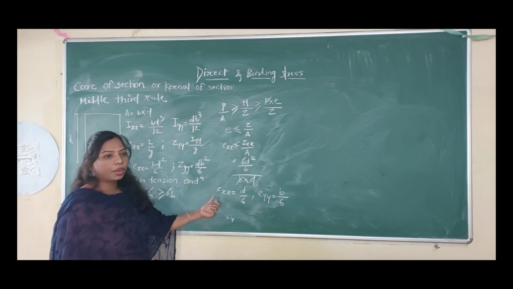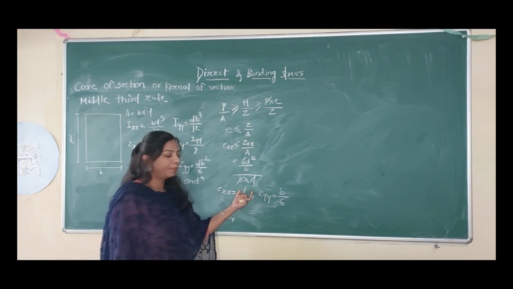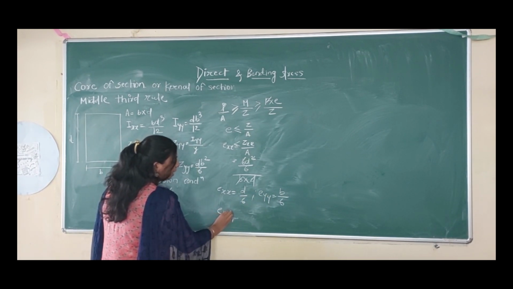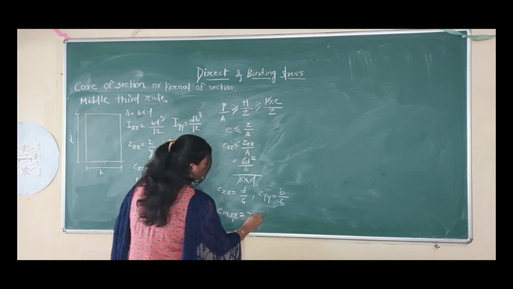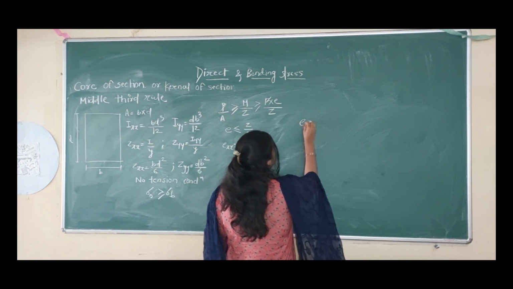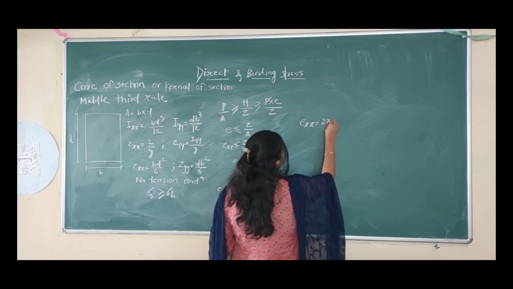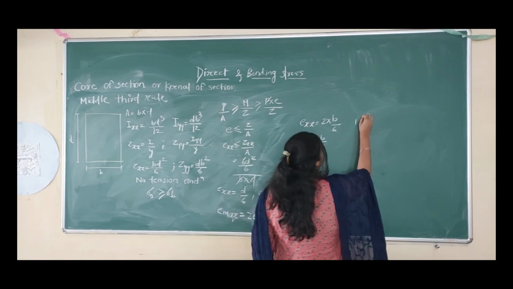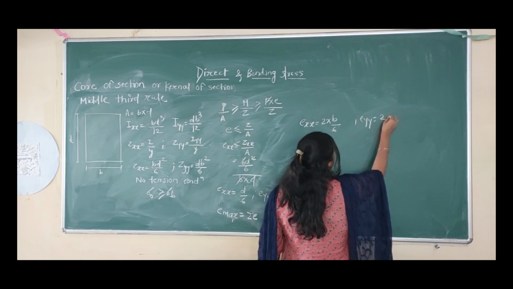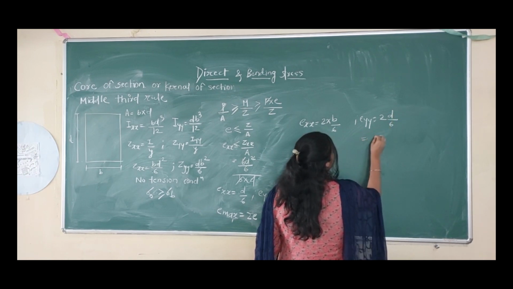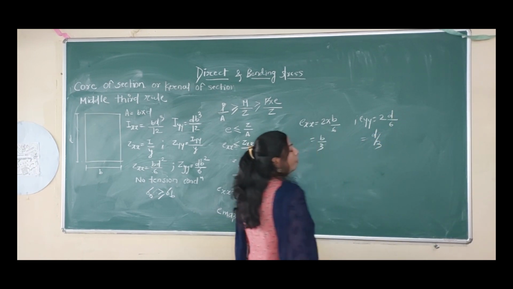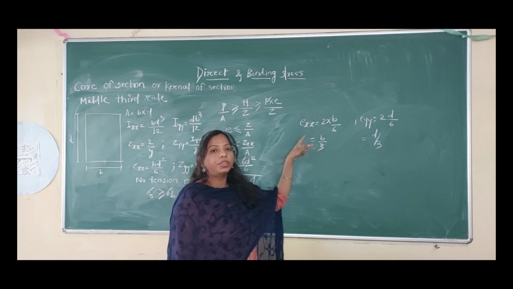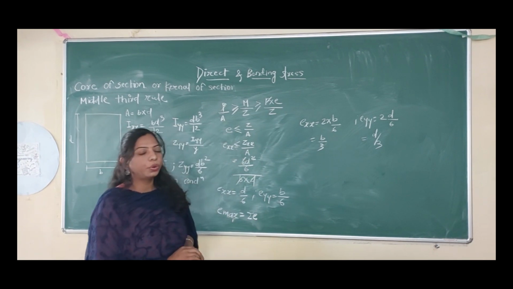Means the eccentricity for rectangular section is 1 by 6 of d and 1 by 6 of b. And e max is equal to twice of e. Exx is equal to twice of b by 6, b by 3, and eyy is equal to twice of d by 6, d by 3. It indicates that the load should act in 1/3 of portion. So there is only compression zone, there is no tension at all.